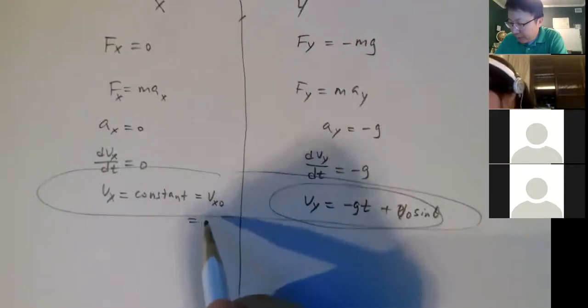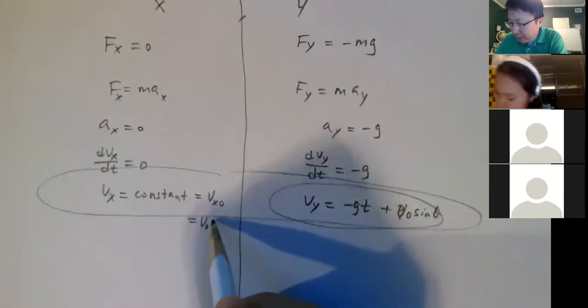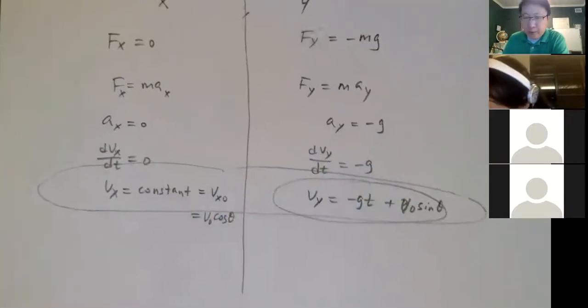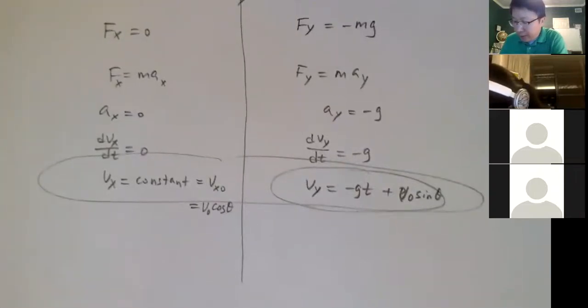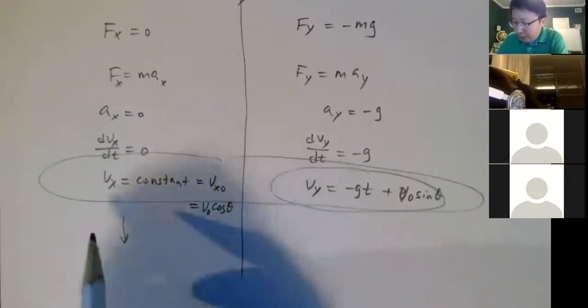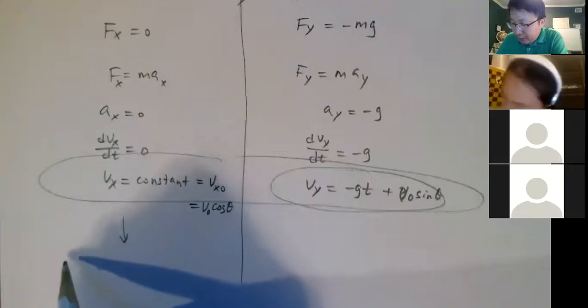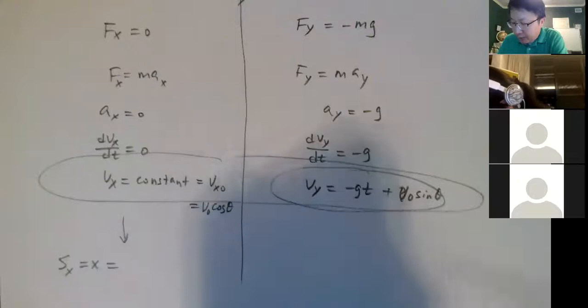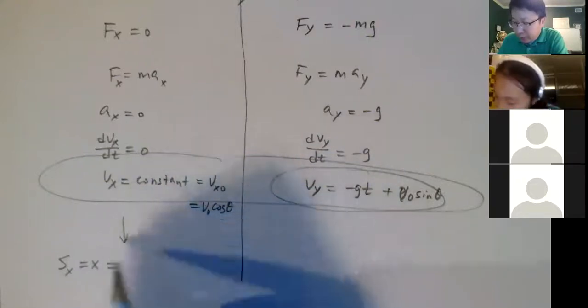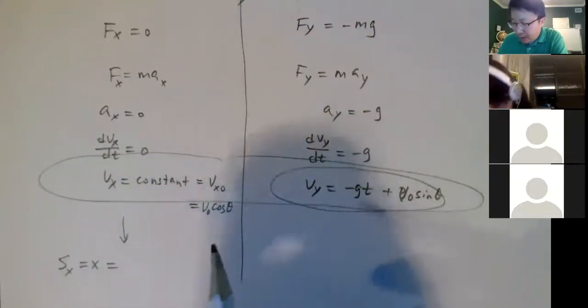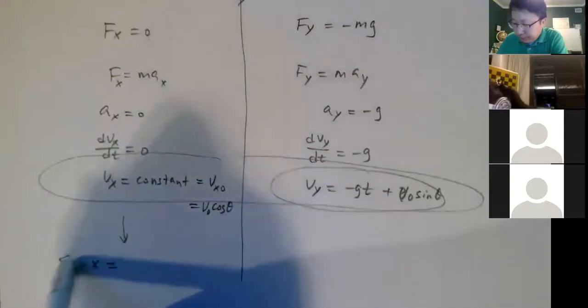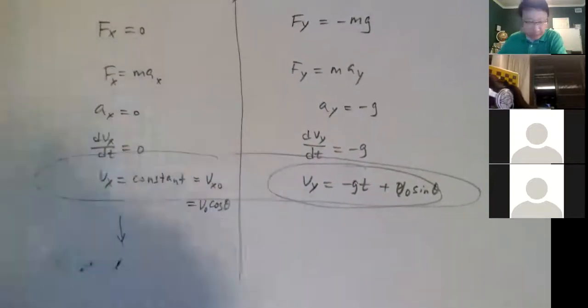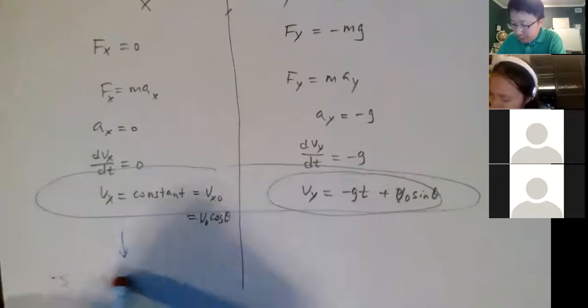Yeah, vx0 is v0 cosine theta, right? So from here we will see, oh, so what is the movement, or we call it sx, the x direction, x equals what? Well, go back a little bit. Let me restate it.